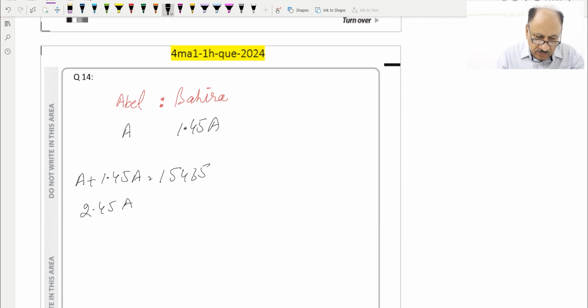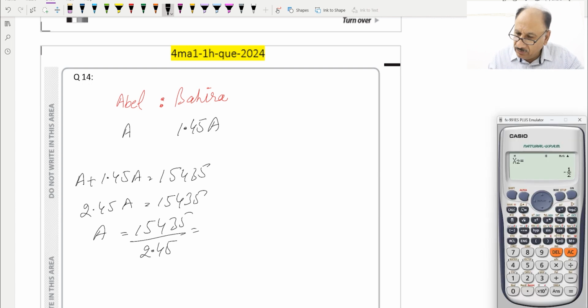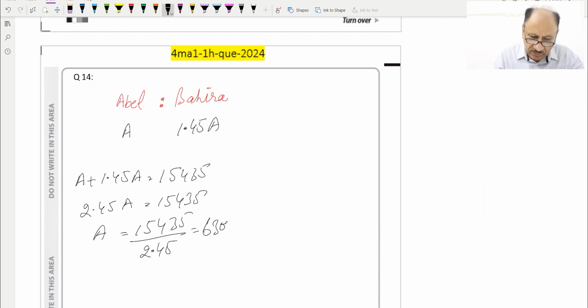A is equal to 15,435, so A will be equal to 15,435 divided by 2.45, and this will give us 6,300. Now they are saying 6,300 is for Abel, like this one.